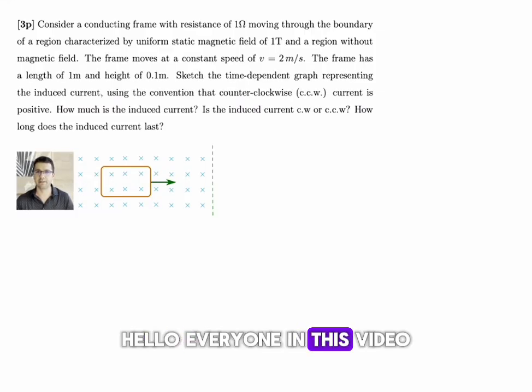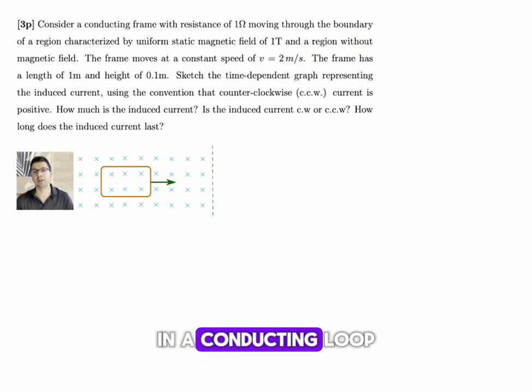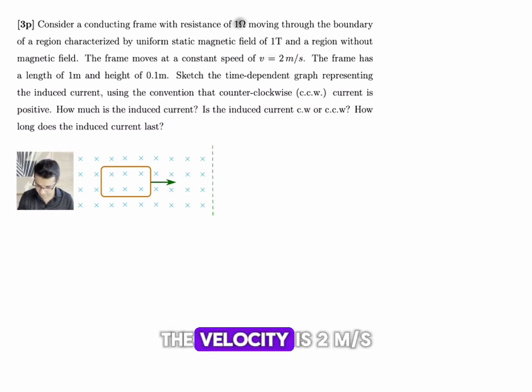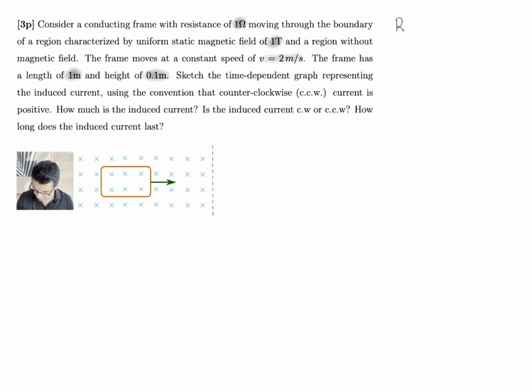Hello everyone, in this video we are going to learn how to calculate the induced current in a conducting loop that is moving out of a static and uniform magnetic field. In this problem, the resistance of the loop is 1 ohm, the velocity is 2 meters per second, the length of the frame is 1 meter, the height of the frame is 0.1 meter, and the magnetic field is 1 Tesla.